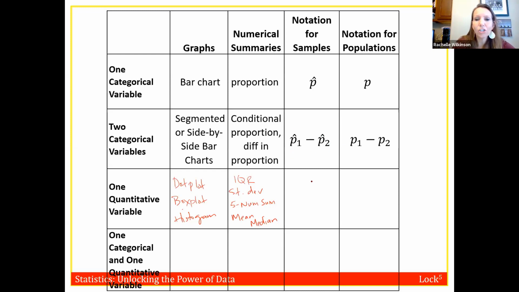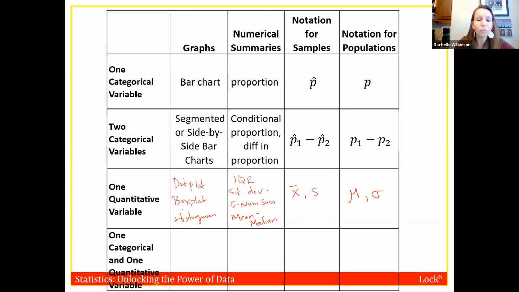So when we're talking about notation for 1 quantitative variable, the only 2 things that we really talked specifically about notation for were the mean and the standard deviation. So we had x-bar for the mean and s for the standard deviation when we were talking about samples. And then for populations, we used mu for the mean and sigma for the population standard deviation. The values in the 5-number summary don't really have specific notation that goes along with them, so that's why we don't mention those. But the mean and standard deviation definitely have specific notation.